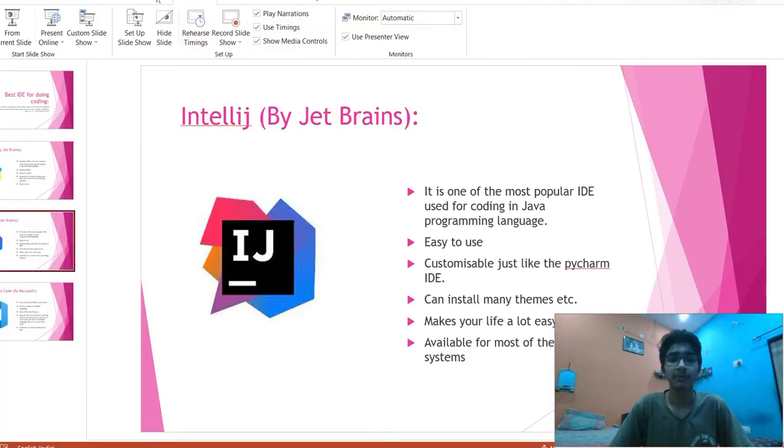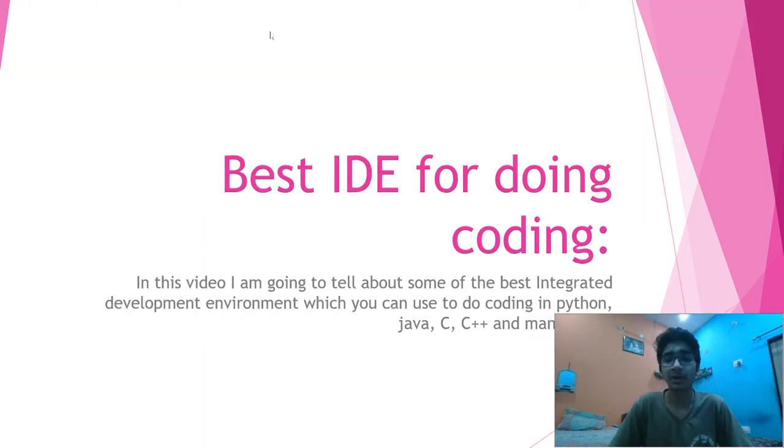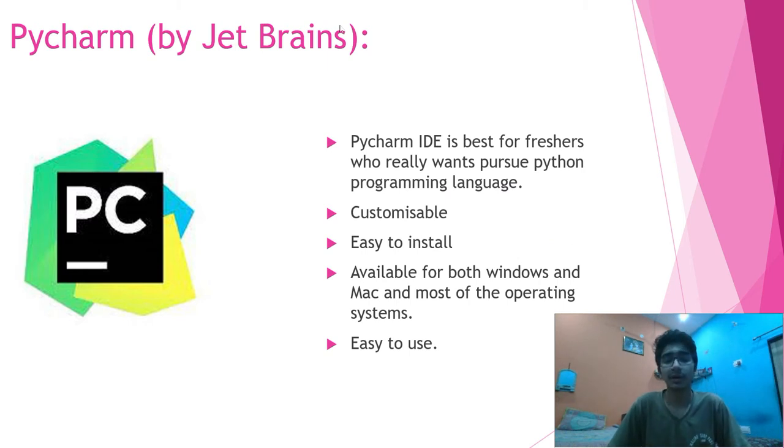So firstly, let's start our topic. In this video I'm going to tell you about some of the best integrated development environments which you can use to do coding in Python, Java, C++ and many more languages. Firstly, I'm going to talk about PyCharm, which is best for Python. PyCharm IDE is best for freshers who really want to pursue the Python programming language.